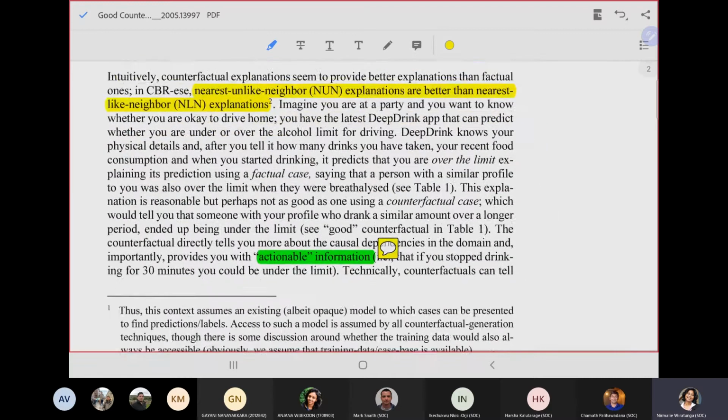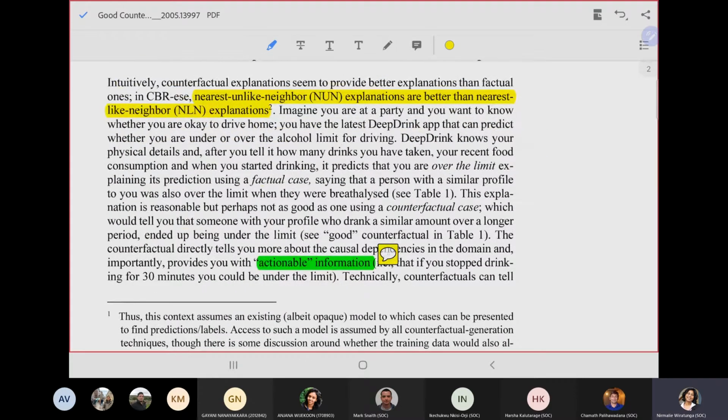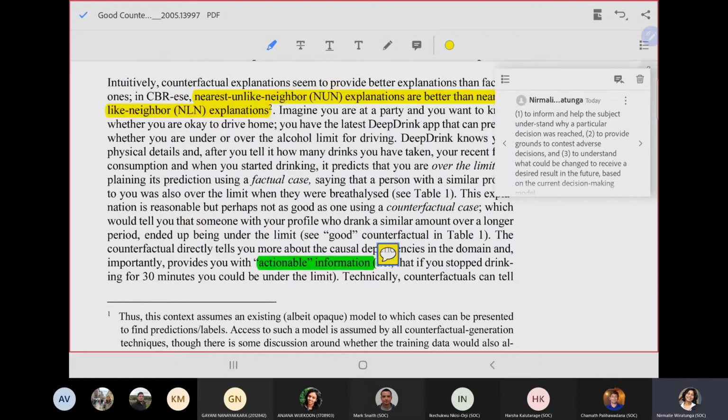One other point worth mentioning about actionable information. I think actionable information is what counterfactuals provide, and there are three things that make them useful. One, it will inform and help the user to understand why a particular decision was reached. Two, it will provide grounds to contest adverse decisions. And three, it will help to understand what could be changed to receive a desired result in the future, based on the current decision-making model.